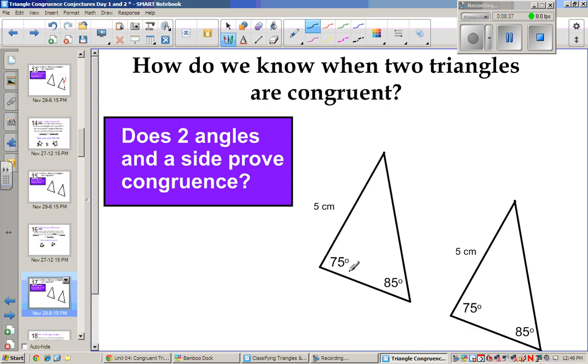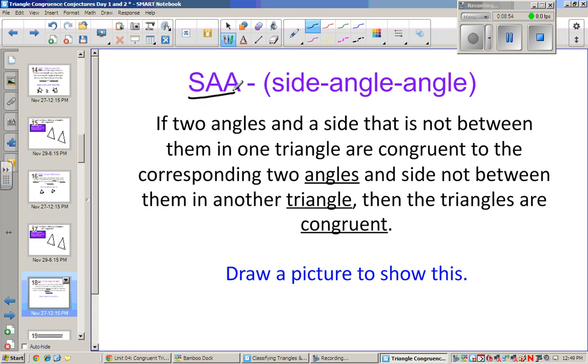Now, if we have 2 angles and the side isn't between, so if I have this as 5, this goes up at 75, this goes back at 85, and again, there's no other way you can draw this triangle other than what we have drawn here. So this is side, angle, angle. So that's if 2 angles and a side that is not between them in one triangle are congruent to 2 angles and one side that's not between them in another, then those triangles have to be congruent.